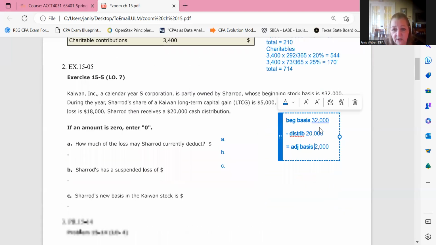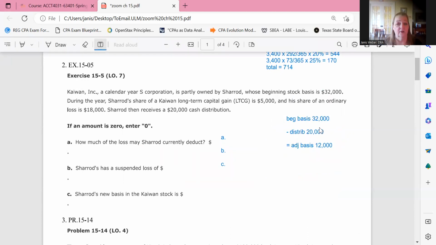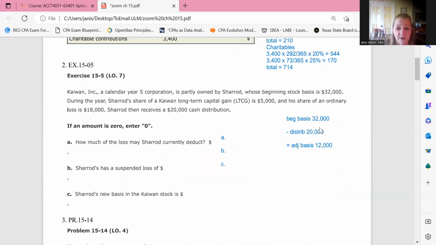I'll get it right eventually. Just sometimes takes me a minute. All right, now there we go. So his adjusted basis is $12,000 when you just consider his beginning basis and his distribution.